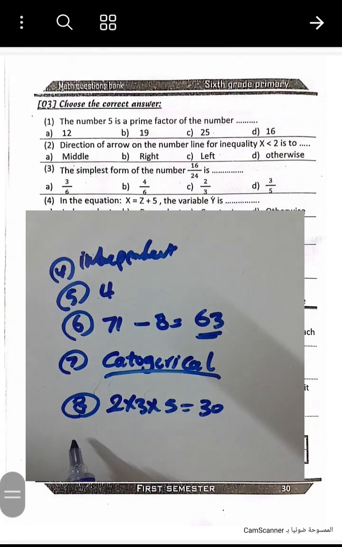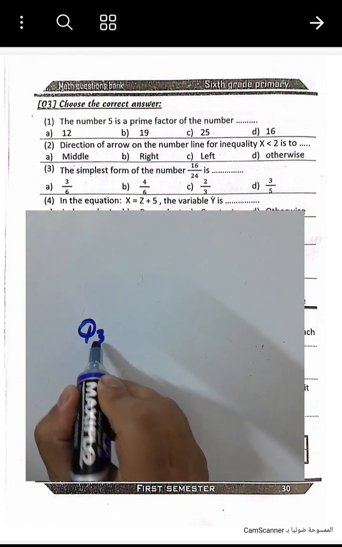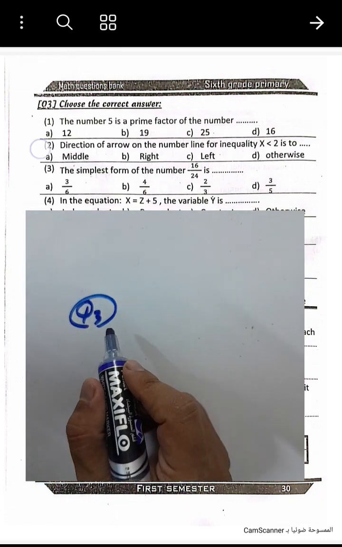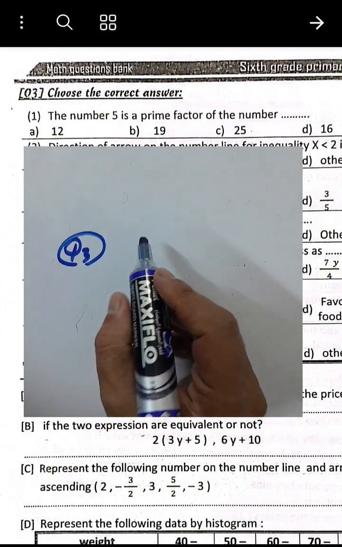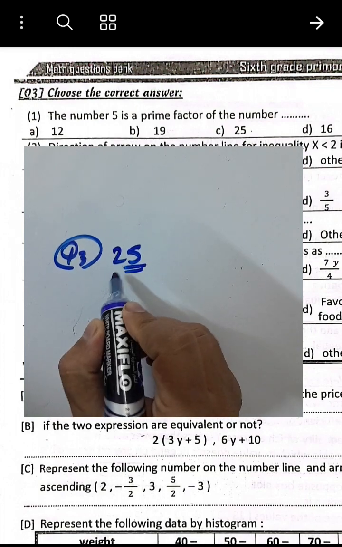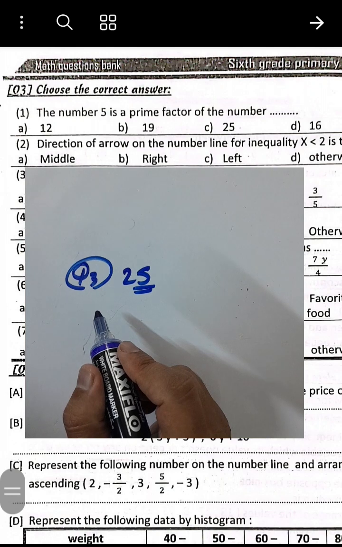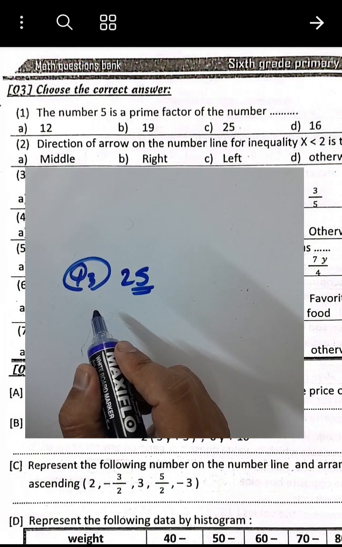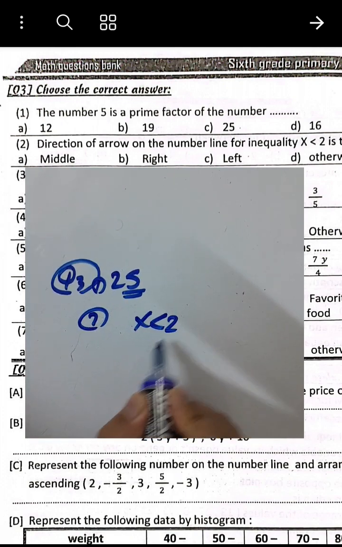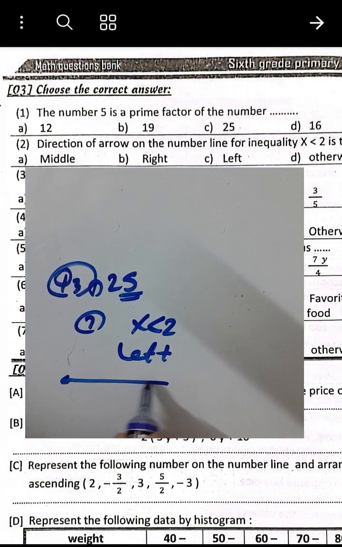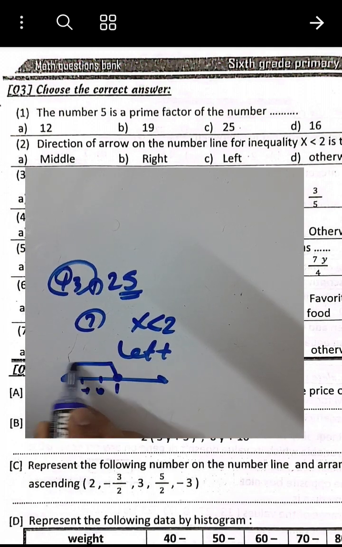Next, question number 3. Choose the correct answer. The number 5 is a prime factor of the number what? Of 25, because 25 can be divided by 5. Direction of arrow on the number line for inequality x less than 2. X less than 2, it will be left. Move to left. We have less than 2, it will be 1, 0, negative 1 here, going to the left hand side.